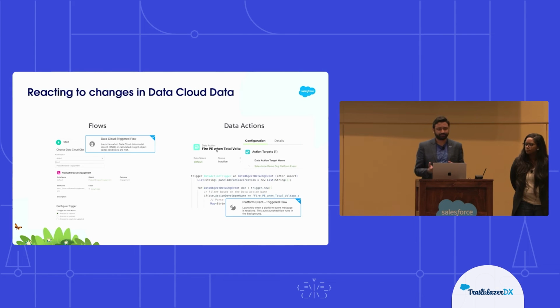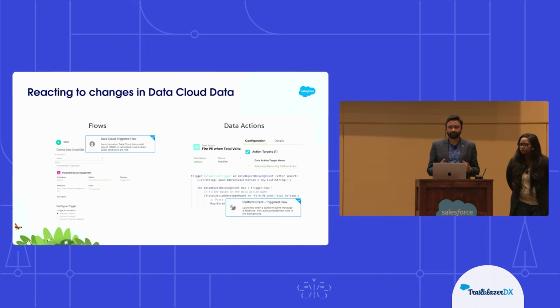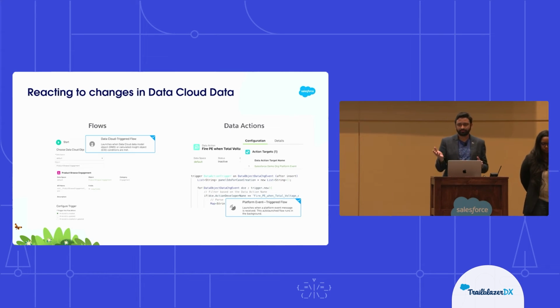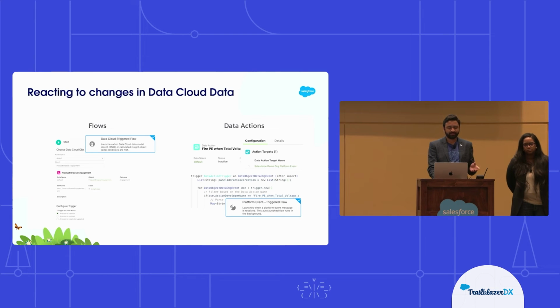But there is another side of it. Data is not always pulled. Sometimes you want data pushed to you. Like if something is happening in Data Cloud, you want to know about it. That's where in Apex you have triggers. Very similarly, in Data Cloud, you can create what we call a Data Cloud triggered flow. So if changes happen in Data Cloud, this flow gets executed. As simple as that. But when it comes to Apex, what you can do really is first create a data action.